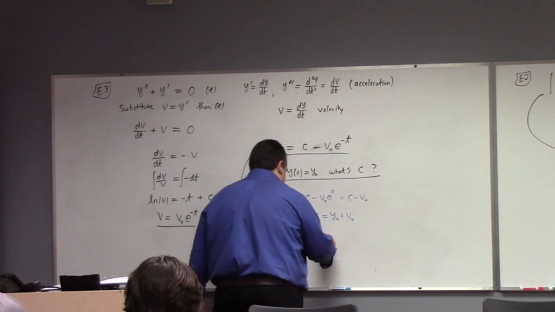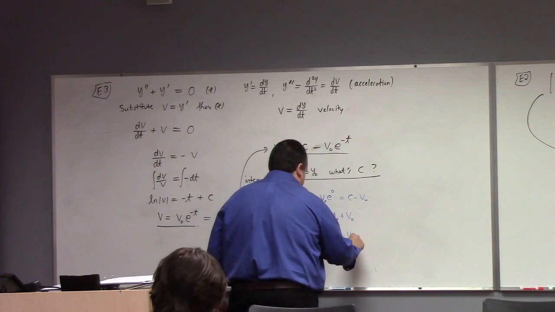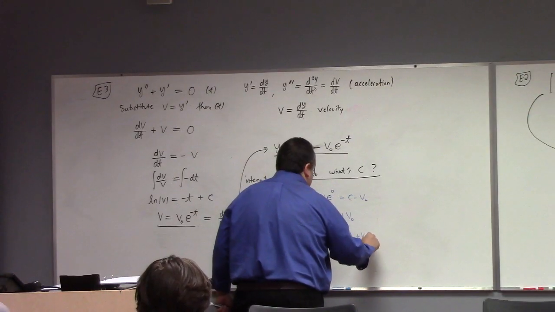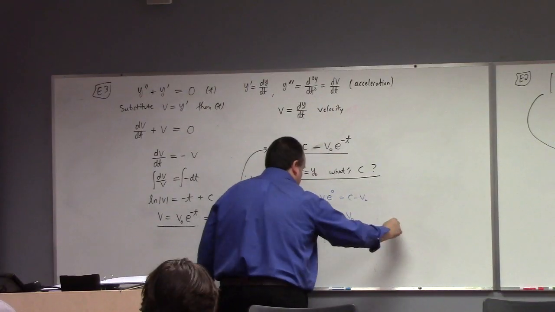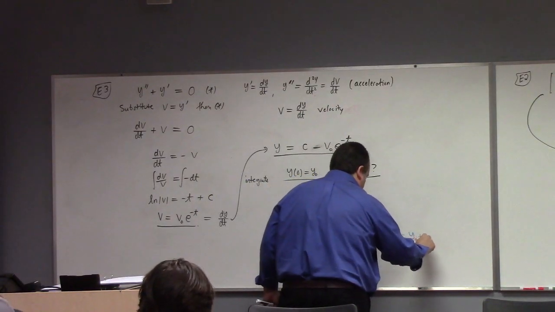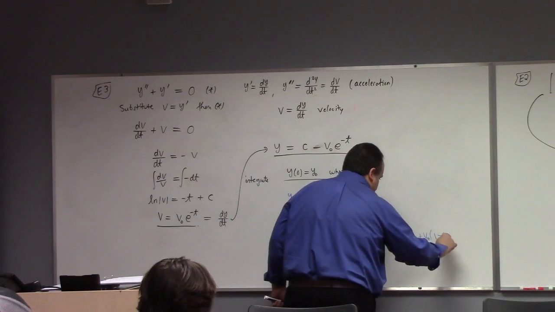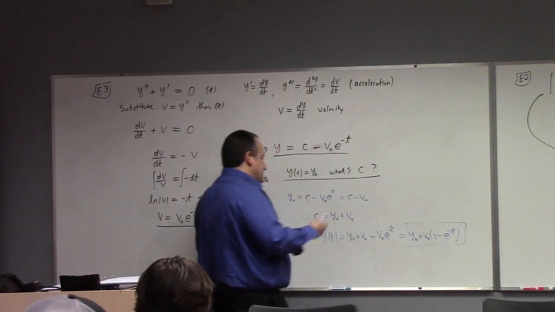So if I'm interested in my solution, the initial value problem, I've got y is equal to y naught plus v naught minus v naught e to the minus t. Which of course you could rewrite as y naught plus v naught times 1 minus e to the minus t. That's a pretty nice form of the answer.